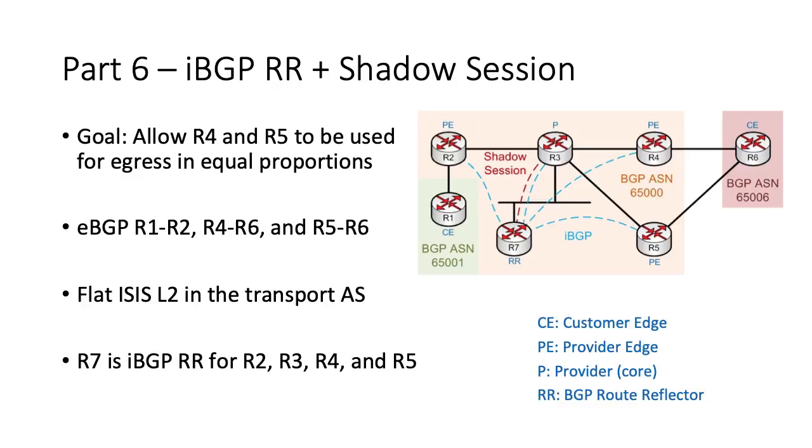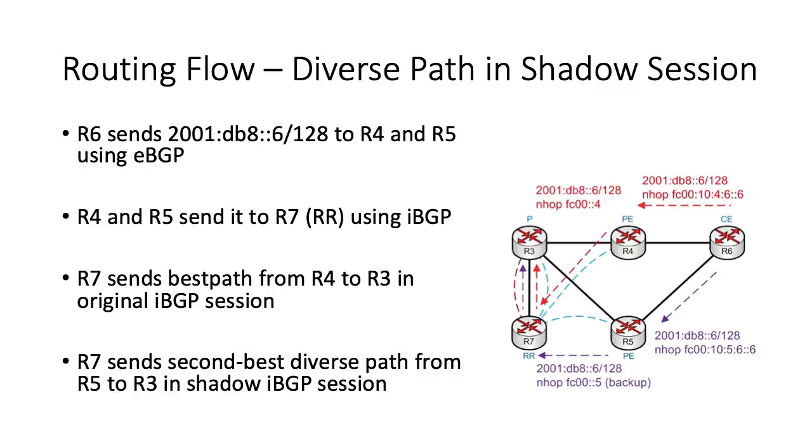For brevity, I've only built that shadow session from R3 to R7, since R3 is the core router that ultimately decides which egress router will be used. In real life, you'd want to configure this on all iBGP speakers where such a decision might exist. Let's broadly trace the routing flow in this design.